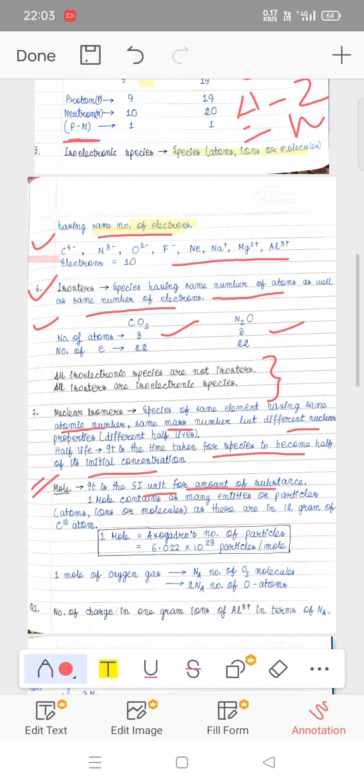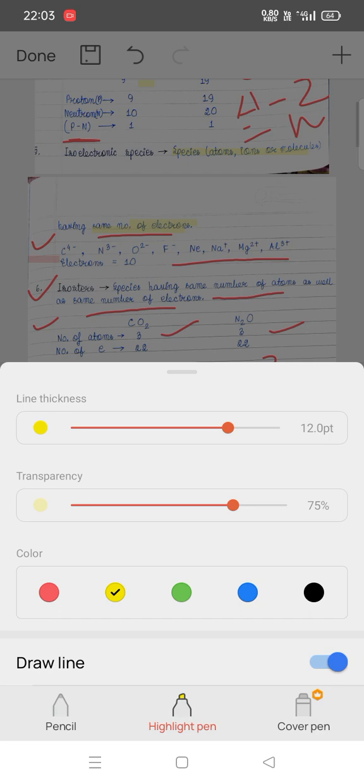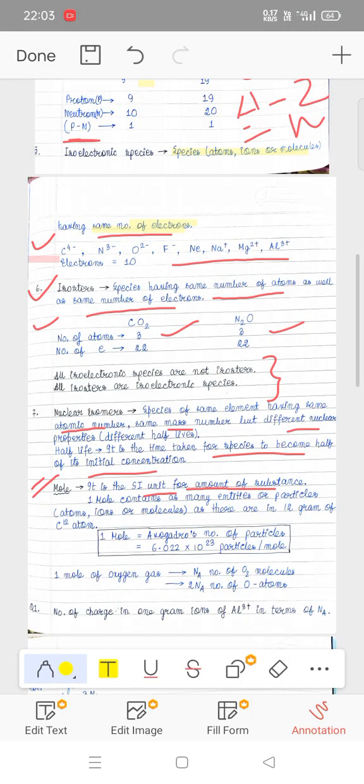Now, one mole contains as many entities or particles, atoms or molecules, as there are in 12 gram of C12 atom. Now what is this C12? Carbon has two isotopes, C12 and C14. So that one is the C12 atom.